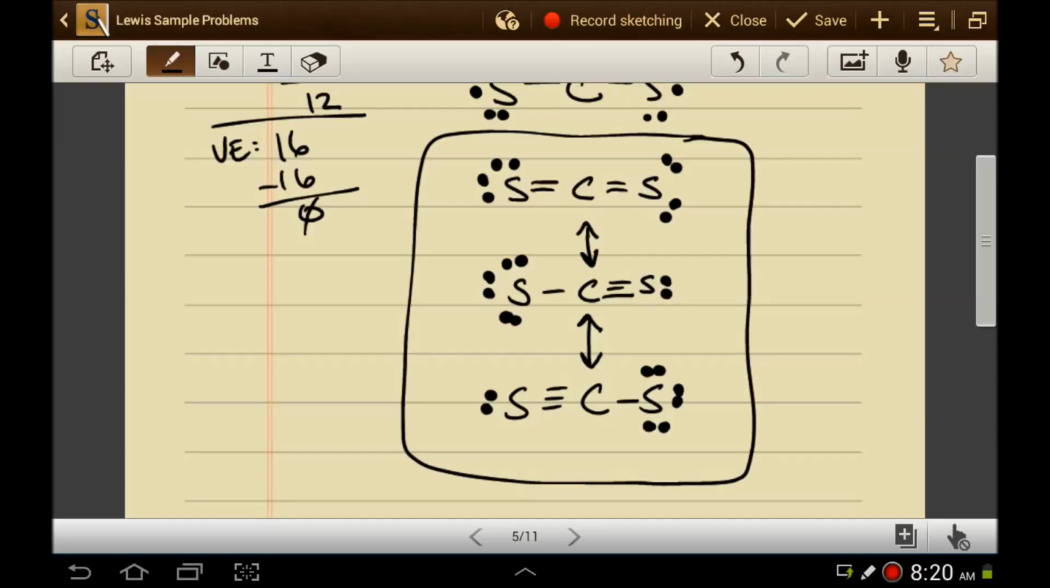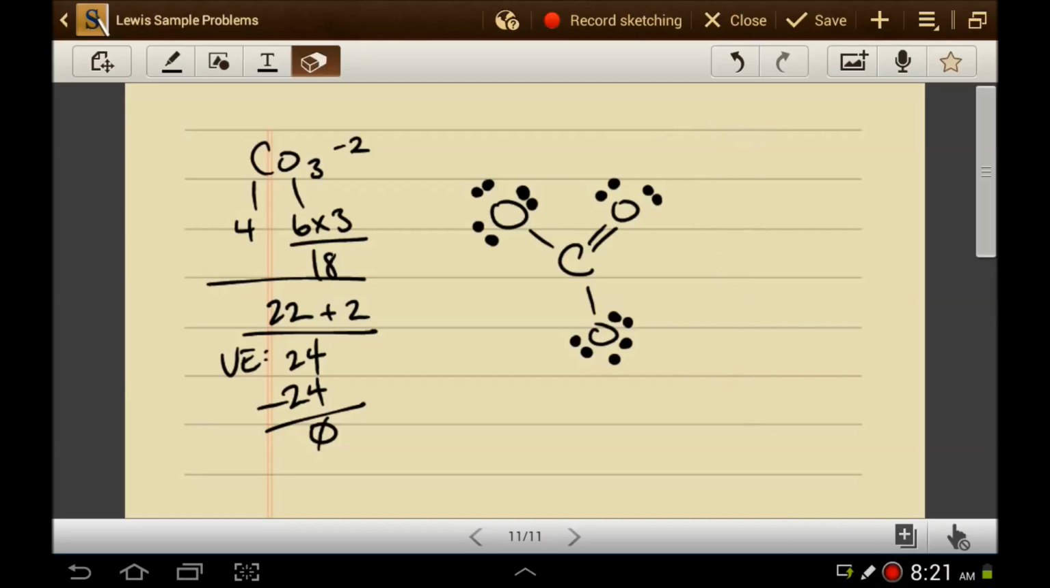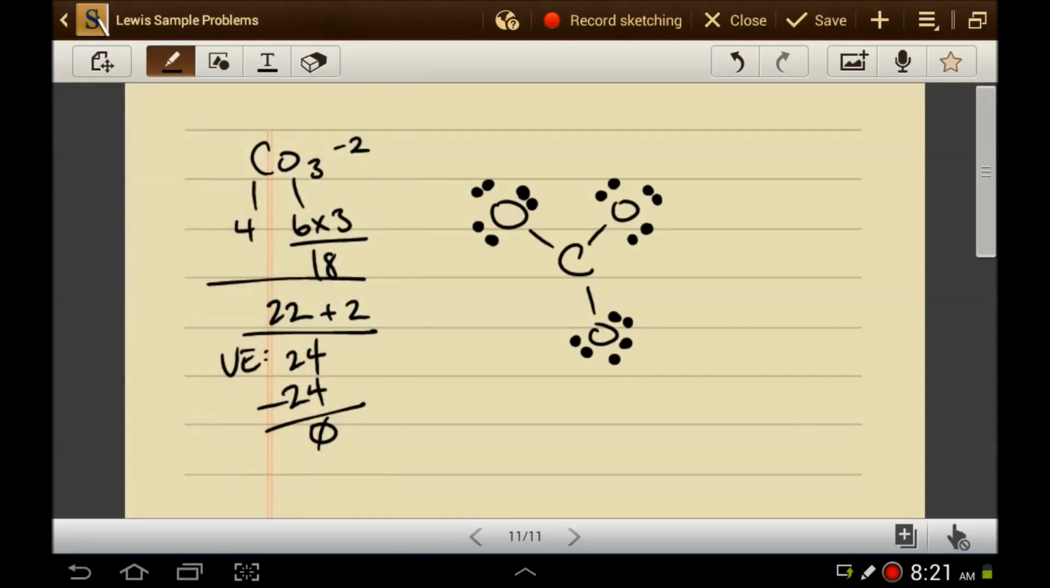These three here. The carbonate ion needed to have resonance structures because we have a possibility of where we want to draw the double bond. There are three possible places to draw this double bond. We could draw the double bond here, or we could draw the double bond here, or we could draw the double bond here.